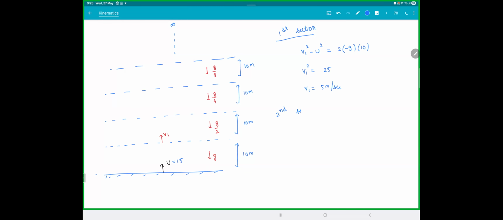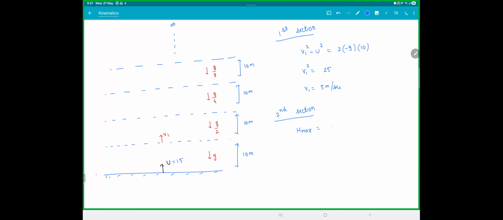For the second section, before going to the second section, we can check actually. Are you even crossing 10 meters or not? If I use the Hmax formula in the beginning, I'll get 15 square by 20, which is definitely greater than 10. So you're crossing the first section. Otherwise you can't use the formula.